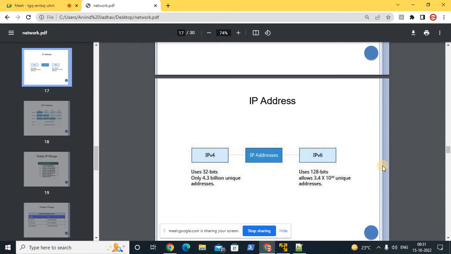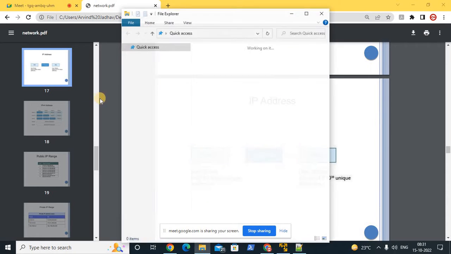It depends: as there is a shortage of IP addresses, it will automatically be converted into IPv6. In the future, in 5 to 10 years, IPv6 addresses will be totally available and IPv4 will decrease. Right now, even my laptop contains an IPv6 address. If you want to check, you can also check. Just I will show you.